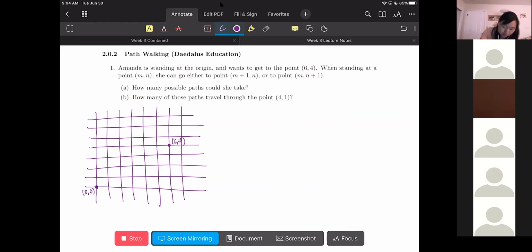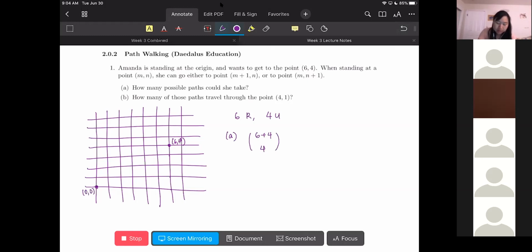Everyone see why that's the case? Yeah. And then, we just do 10 factorial divided by 6 factorial. Right, so the answer to part A is basically we do 6 plus 4, choose 4.